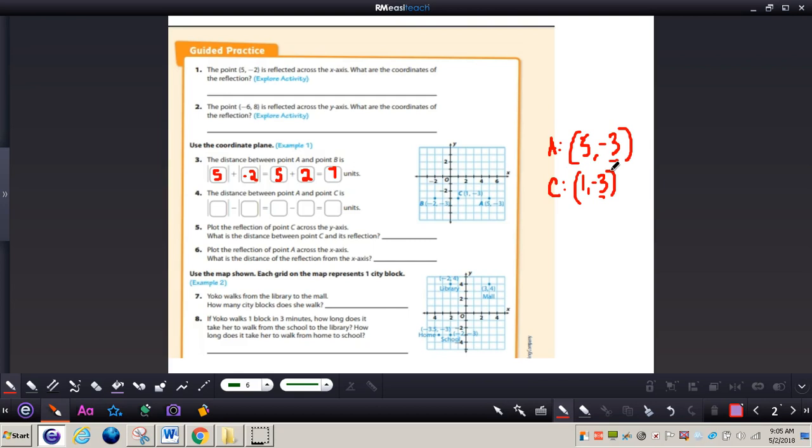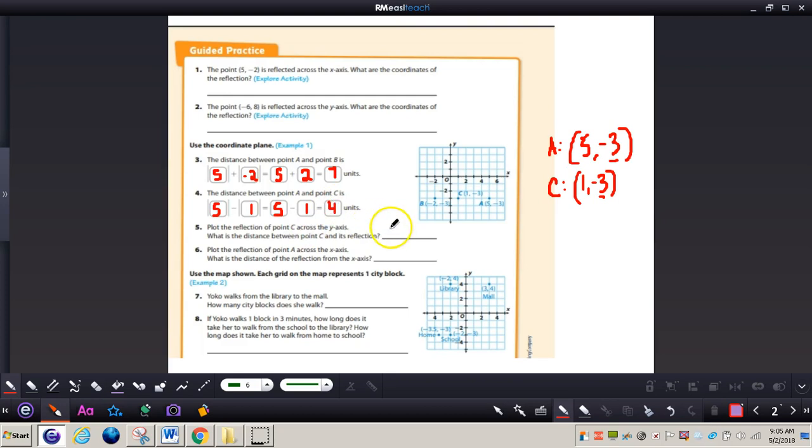between their absolute values. So we have 5 as the absolute value. We find the absolute value of 1. Now the absolute value of 5 is 5. Absolute value of 1 is 1. So you find the difference between those two. That's going to give you 4 units.